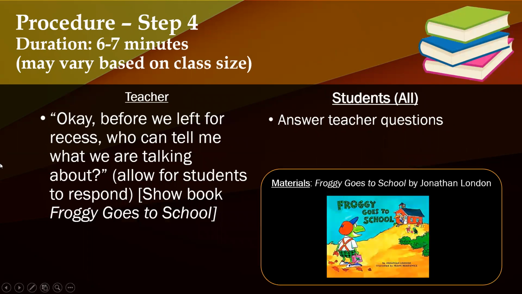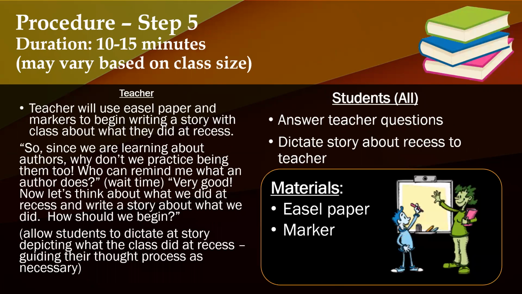The next step, so before we left for recess, who can tell me what we were talking about? Allowing students to respond and showing them the book Froggy Goes to School. So now we're going to transition a little bit to a writing section of this lesson. So we're going to make that connection here. Some script suggestions include, so since we're learning about authors, why don't we practice being them too? Who can remind me what an author does? Calling on a few students there.